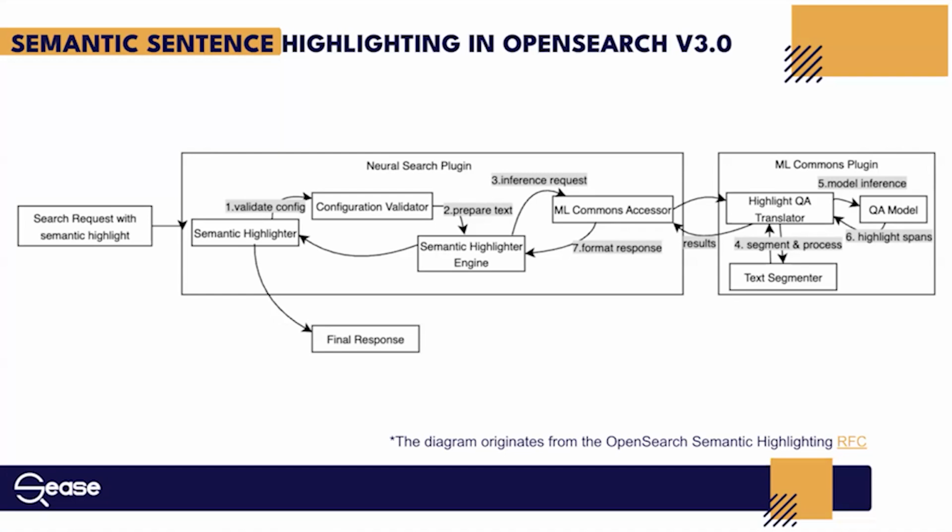Once we have that, for each sentence and the text query, it calls the QA model, the question answering model, and gets the response. What is the QA model? It takes the text query, the search query, and the sentence, and checks whether it is relevant or not. If it is relevant, it returns 1. If it's not relevant, it returns 0. That's all it does. It just returns 1 or 0.